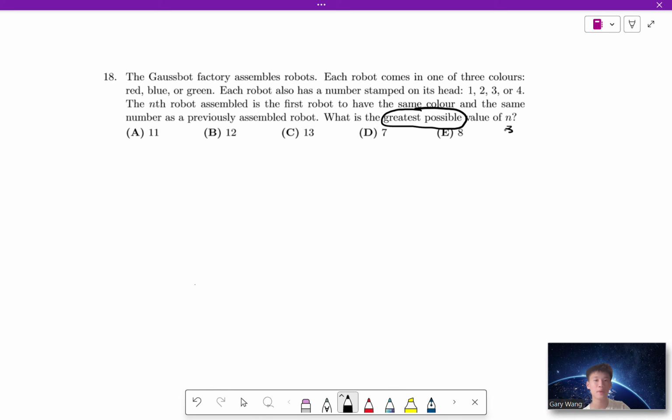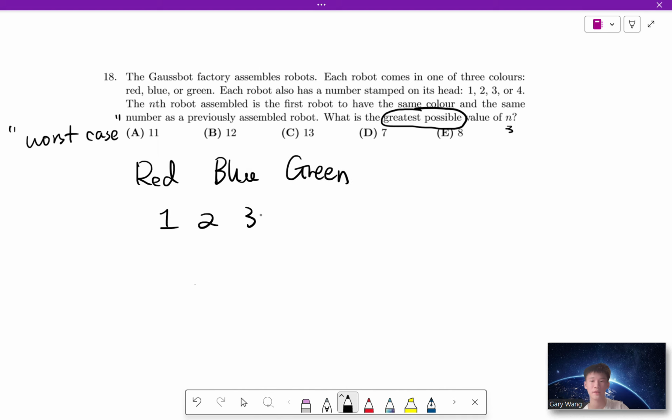So if we want to make sure that n is as large as possible, we need to think about the worst case, which is to say, we need to make sure that the number of non-repetitive assembled robots is as large as possible. So how many different combinations could we get from 3 different colors and 4 different numbers? We can have red 1, red 2, red 3, red 4, blue 1, blue 2, blue 3, blue 4, green 1, green 2, green 3, green 4.